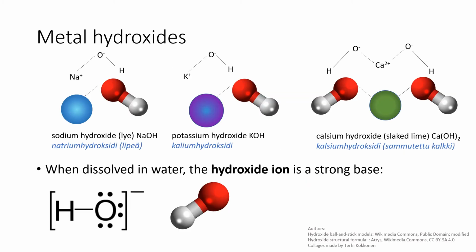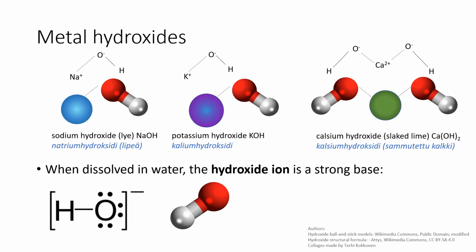Metal hydroxides consist of hydroxide anions and metallic cations. The hydroxide ion is a base, as it can accept a proton to form a water molecule. The bases sodium hydroxide, natrium hydroxide, and potassium hydroxide, kalium hydroxide, contain hydroxide ions in the solid lattice and dissociate completely when dissolved in aqueous solution.